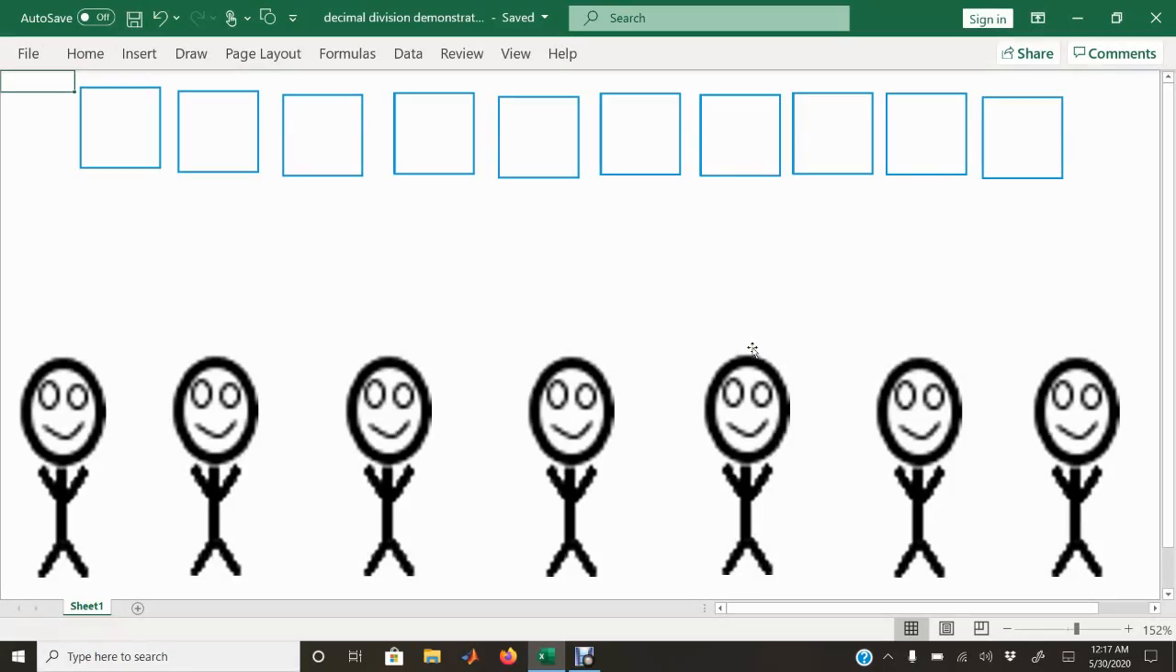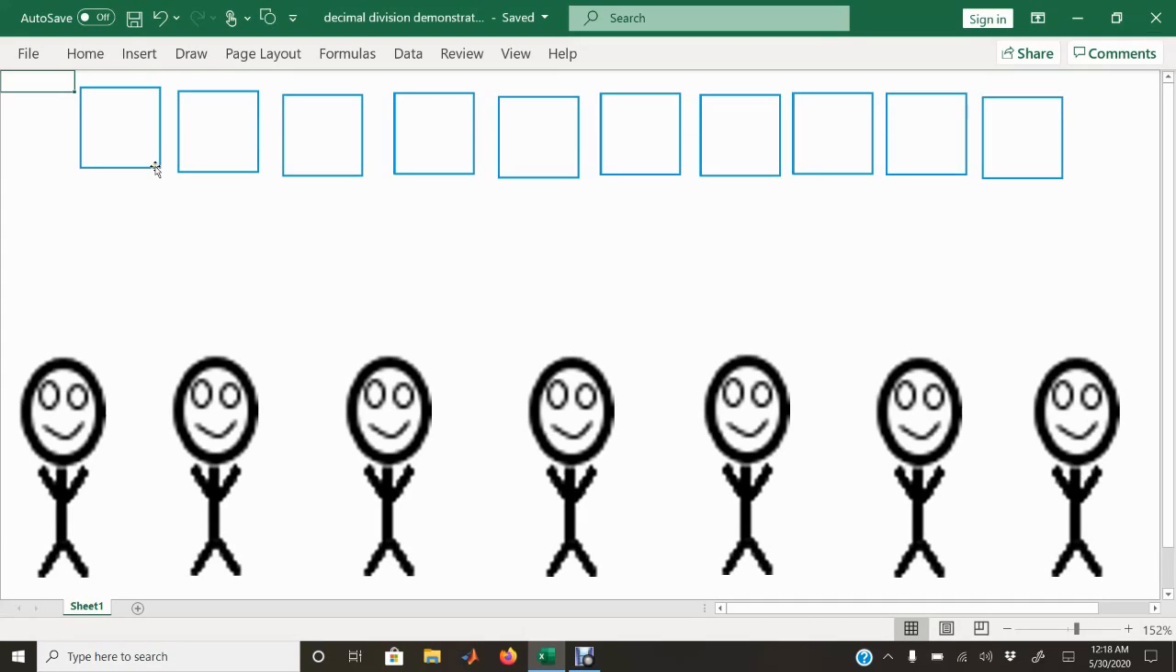What I want to work on today is 10 divided by 7, as you can probably see looking at the screen. So I have 10 squares, and I want to divide them between 7 people.